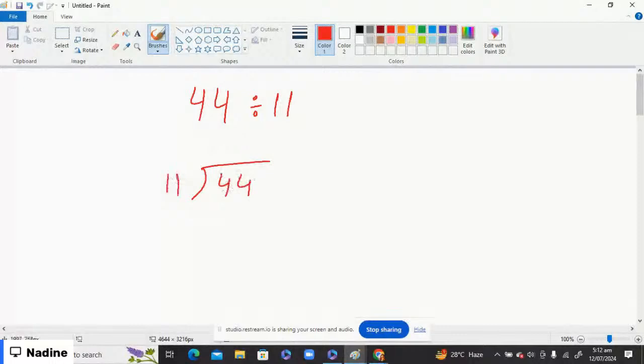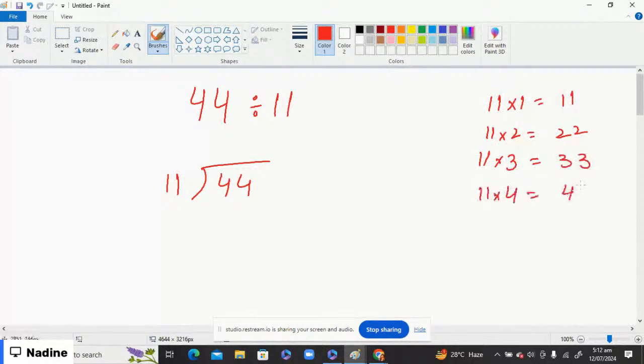First of all, writing down the table of 11. 11 times 1 is 11. 11 times 2 is 22. 11 times 3 is 33. 11 times 4 is 44. So 11 times 4 is 44. Now what we do, we subtract: 4 minus 4 is 0, 4 minus 4 is 0. So what is the answer? This is 4.